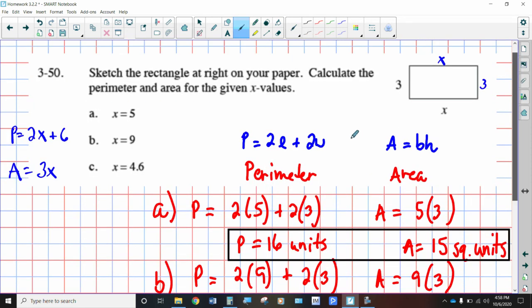So whether or not you chose to use the generic formula and then plug these numbers in, or use the algebraic expressions for the literal perimeter if we didn't know that number, or the literal area, either way works fine.